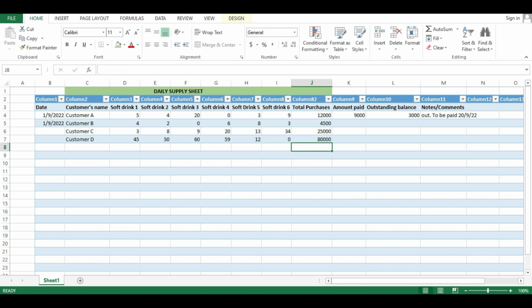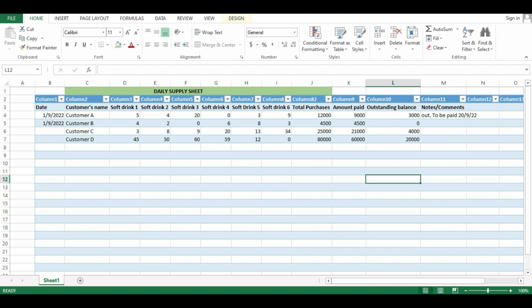Now, customer D has paid all, so no outstanding balance. This has paid 21,000, so there's an outstanding balance of 4,000 naira. Then out of 80,000, you've actually gotten 60,000 from this person. Then outstanding balance of 20,000 naira.